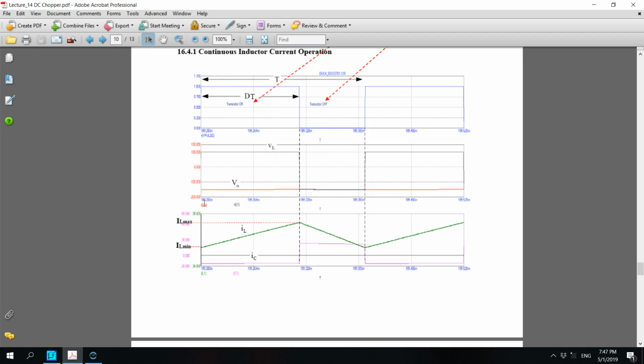The last section in this buck-boost converter is how to determine the equation for the ripple voltage, and that will help us in finding that.